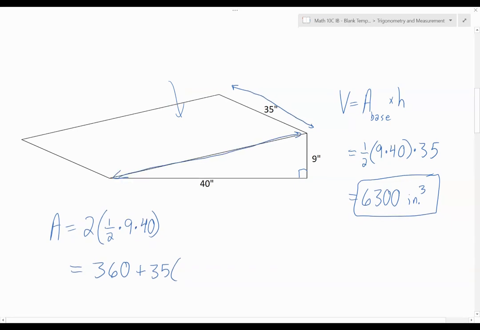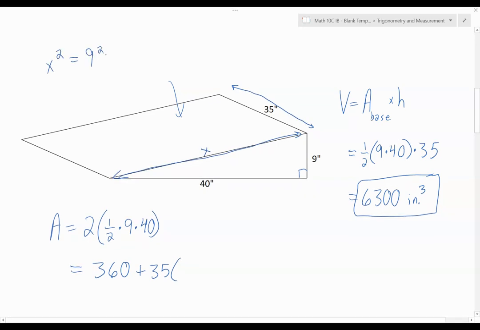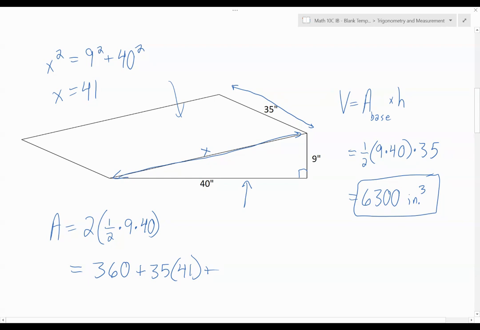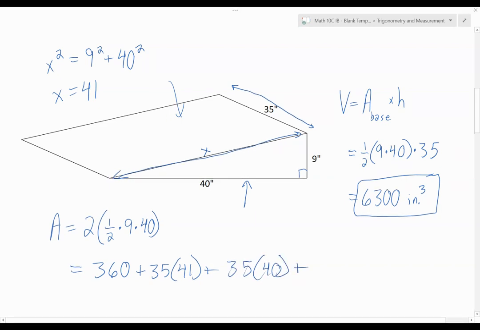That's actually the hypotenuse of the right triangle, so I'm going to call that x. So x squared equals 9 squared plus 40 squared. When I solve that, I get that x is going to have to be 41, which means that this top rectangle is 35 inches times 41 inches. Now I also have a rectangle on the bottom here. So that bottom rectangle is going to be the 35 inches along the back times the 40 inches. And finally, I have a rectangle here, which is going to be 9 by 35.